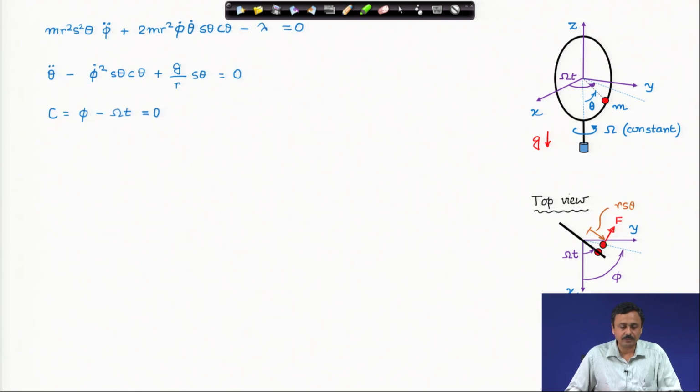Okay. So, what do we have? We have the equation of motion corresponding to the phi coordinate, which is the first equation and which also involves the Lagrange multiplier. Second equation is the equation of motion corresponding to the theta coordinate, and finally, we have the constraint. We follow our usual steps. We start differentiating the constraint and using it in the equation of motion, finally to solve for lambda. Our main goal is to solve for lambda.